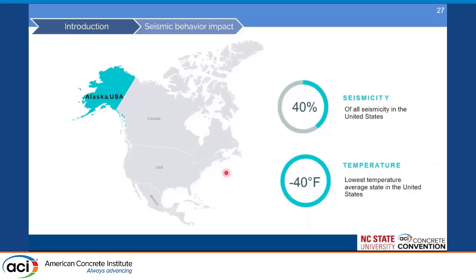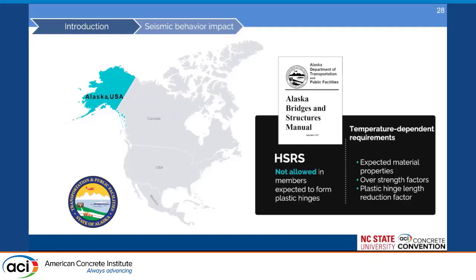And there are multiple regions around the world that are subjected to these combined actions of earthquakes and severe cold weather, such as the case of Alaska, where we can have sustained temperatures of -40. And this makes these particular conditions special to analyze, to be able to incorporate high-strength reinforcing steel under these conditions. So right now, high-strength reinforcing steel is not allowed to be used in members expected to form plastic hinges in Alaska due to the lack of understanding at this point.